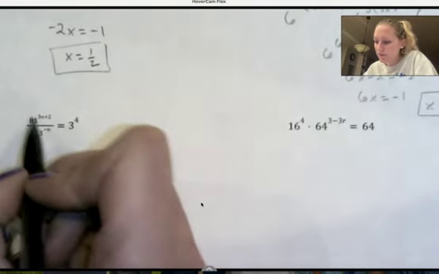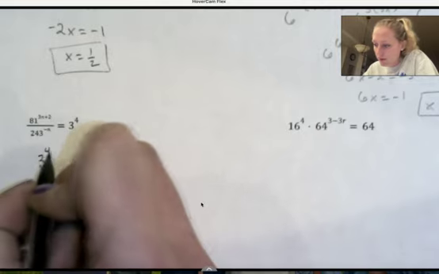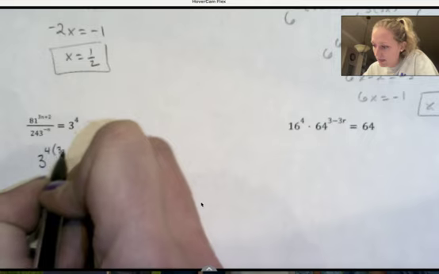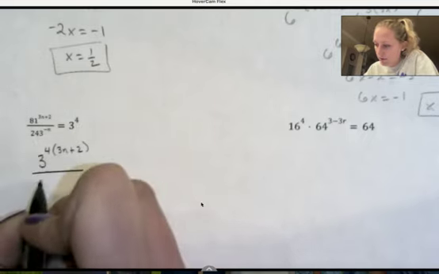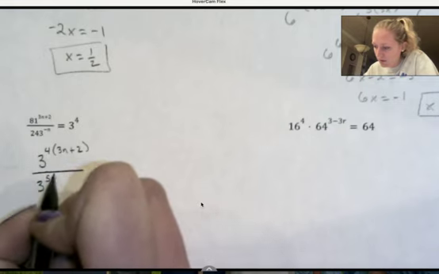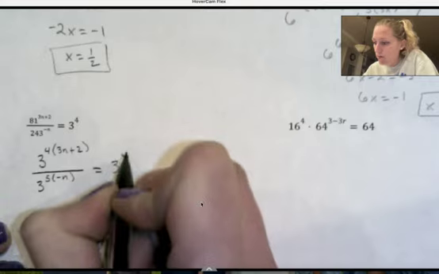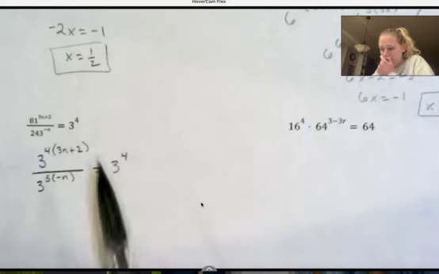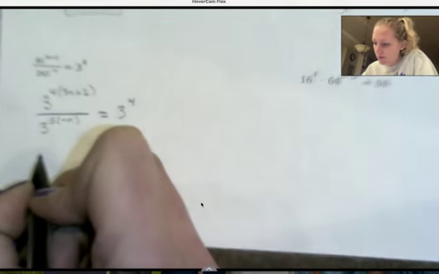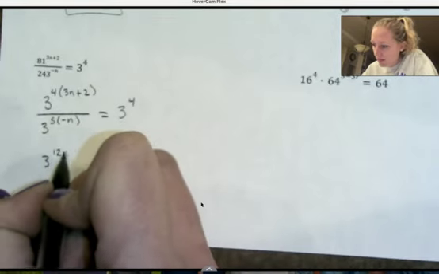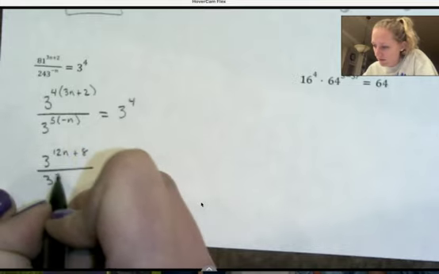Okay, so here, if I rewrite this as a base of 3, it's going to be 3 to the 4th. So we have 3n plus 2 over 3 to the 5th. So 3 to the 5th and then times negative n equals 3 to the 4th. So now they're all bases of 3. Okay, so I'm going to simplify here. So I have 3 to the 12n plus 8 over 3 to the negative 5n.